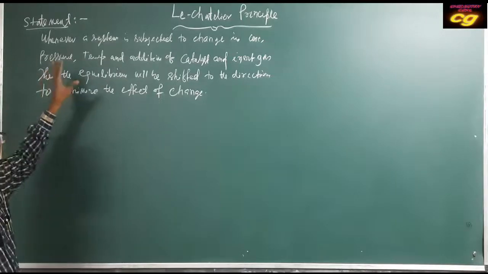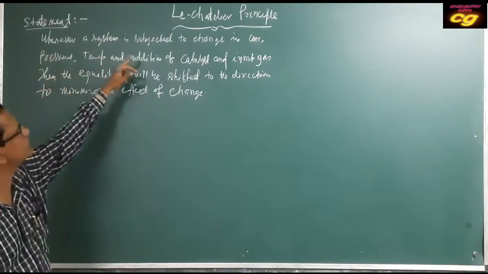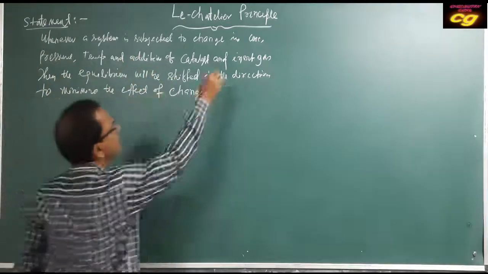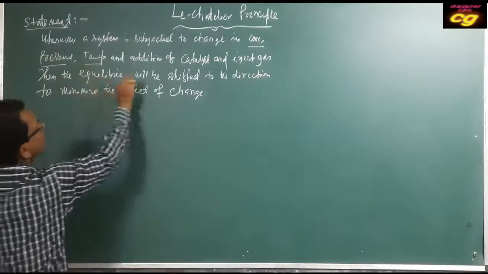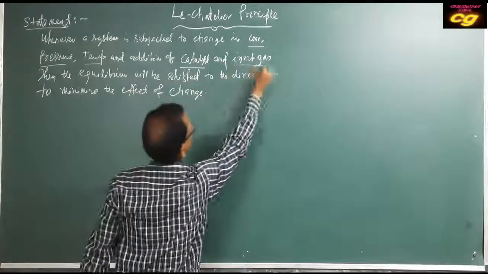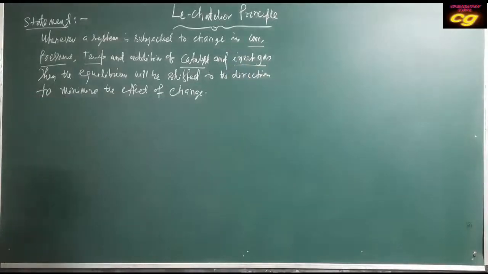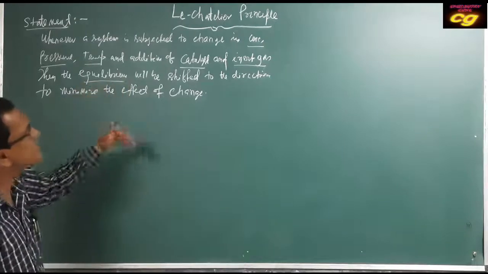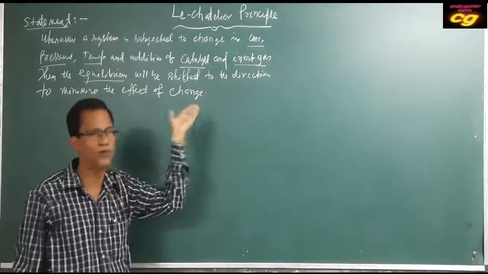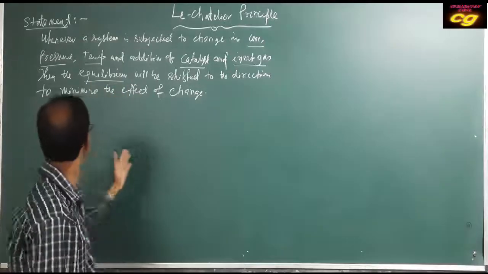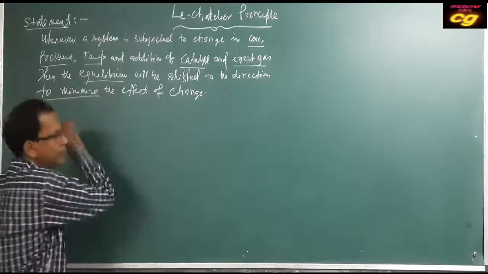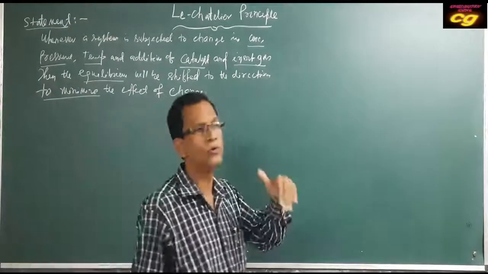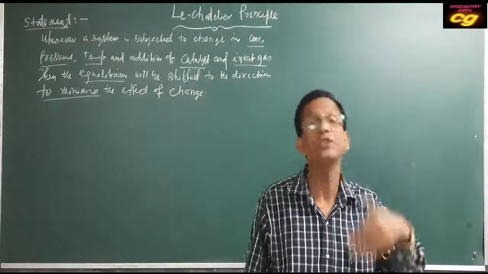Here the statement is like this: whenever a system is subjected to a change in concentration, pressure, temperature, catalyst or inert gas, then the equilibrium will be shifted in a direction, either forward or backward, to minimize the effect of the change. That means it will move in the direction that adjusts for the change.